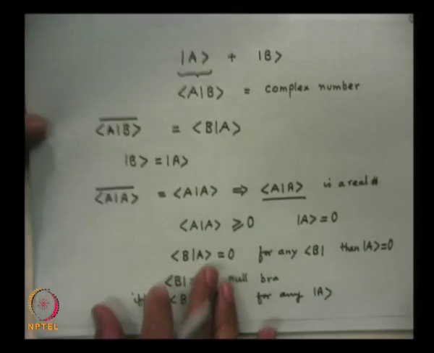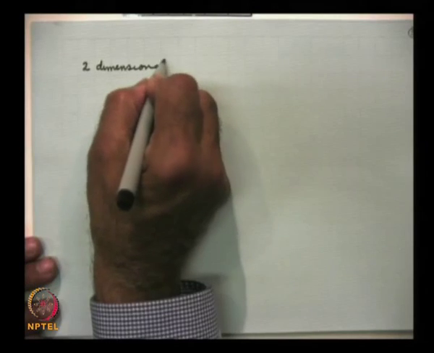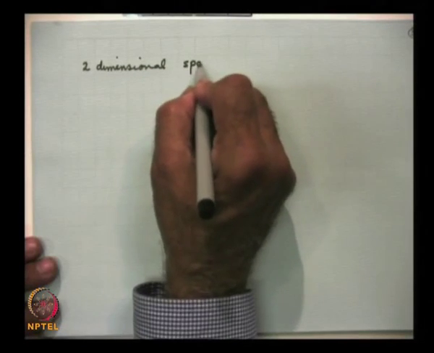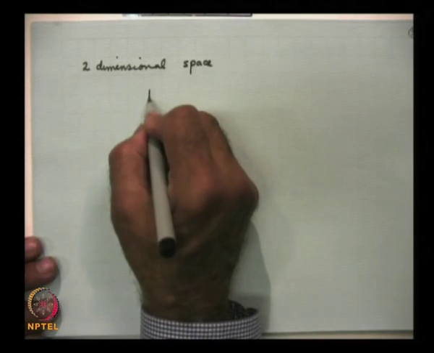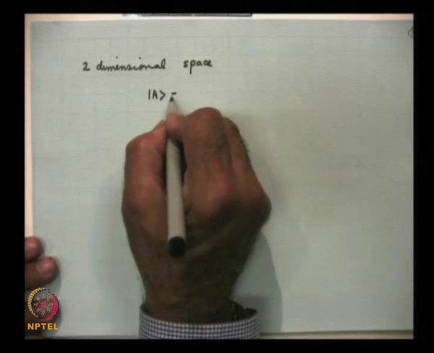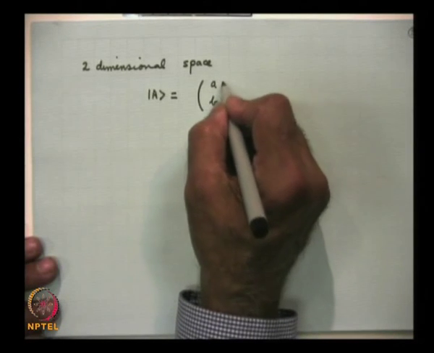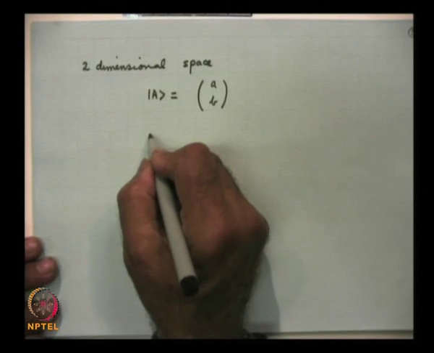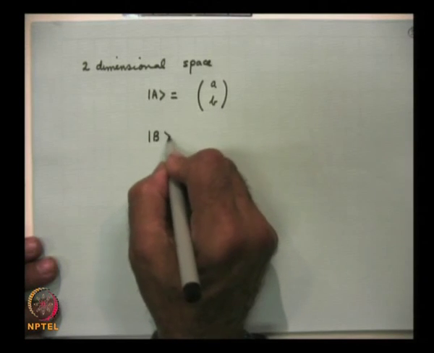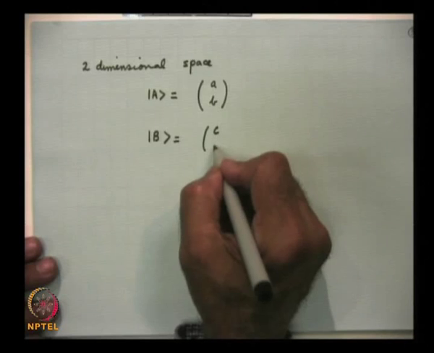Let me try to make you understand the concepts that I have developed using matrices. Now, I consider a two-dimensional space. So, I have a column vector representing a ket vector A. I represent this by, say, A B. Another vector B, I represent by C D.